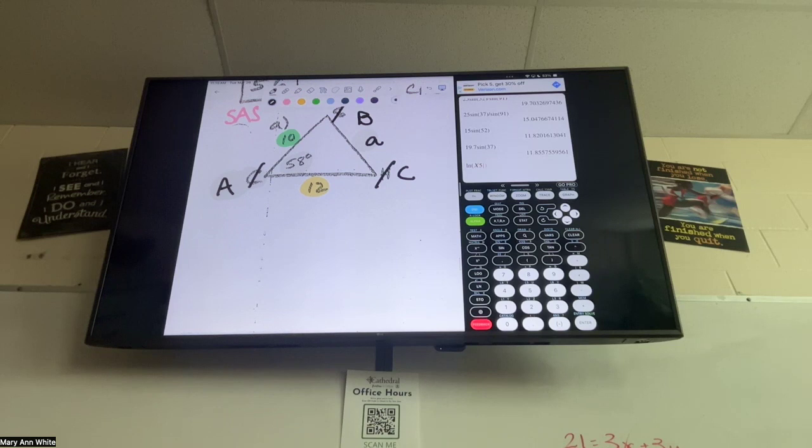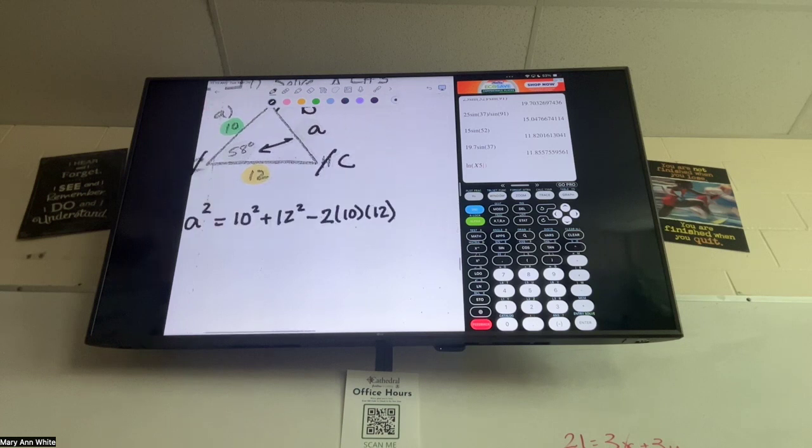So I'm going to start using that formula. The side that I don't know that's across from the angle goes first. So I'm going to go A squared. And then I'm going to do side squared plus side squared. I don't care if it's 10 squared first or 12 squared first, but I have to have both of them: 10 squared plus 12 squared or 12 squared plus 10 squared. And then I'll do minus, and again, I don't care if it's 10 times 12 or 12 times 10. And then I'm going to end with cosine of the angle that I have, cosine of 58.